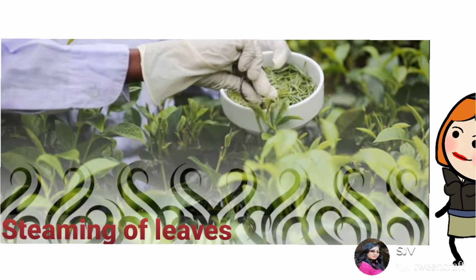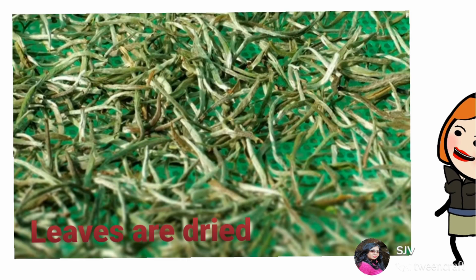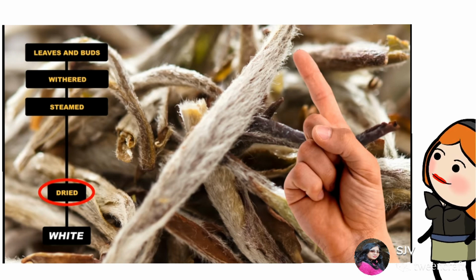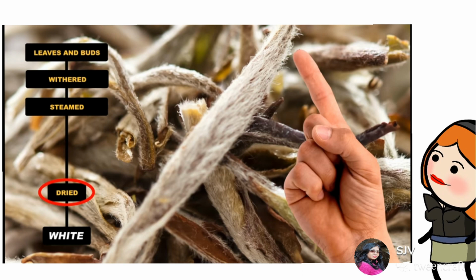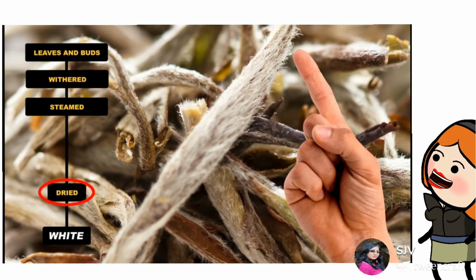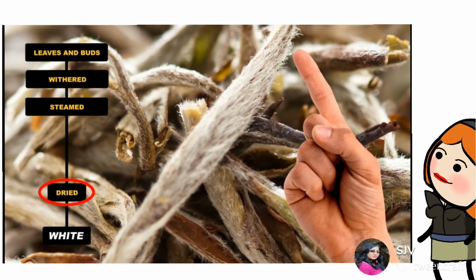Without steaming, enzymes can cause chemical changes that can have a bad impact on the flavor and color of the tea leaves. After steaming, the leaves are then dried in direct sunlight, as you can see here in the picture. For white tea, the little buds that form on the plant are covered with silver hairs, as shown in the picture here. These silver hairs give the young leaves a white appearance, and so it is known as white tea.